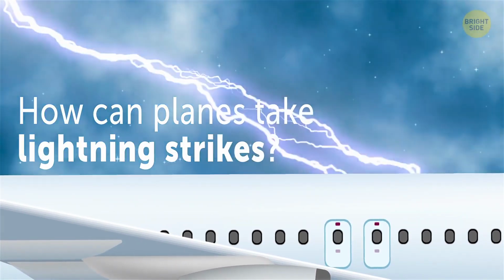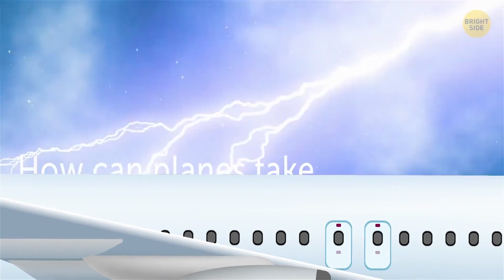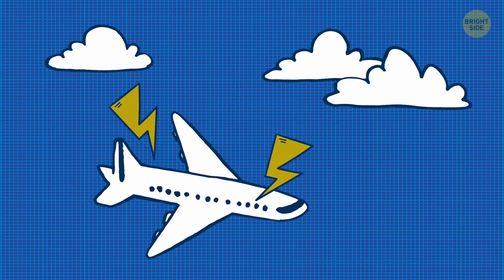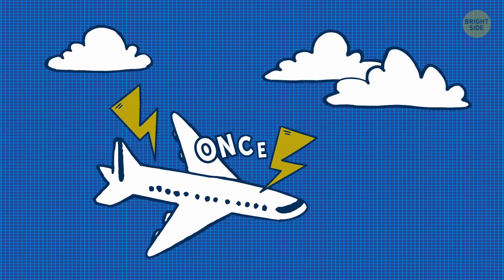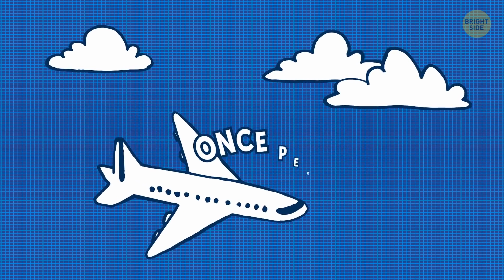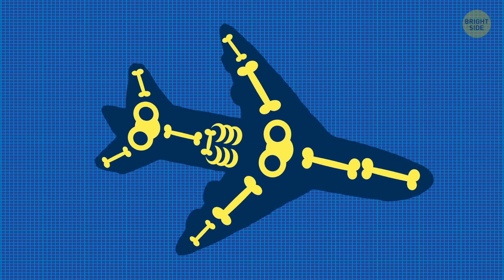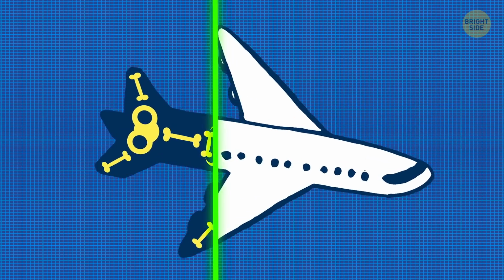How can planes take lightning strikes? Yep, they sure can take it, like a champ. It's estimated that for each commercial airplane currently in use, that plane will be hit by lightning at least once per year. And while any plane that's struck by lightning mid-flight always goes in for an inspection after landing, in most cases it's perfectly fine.